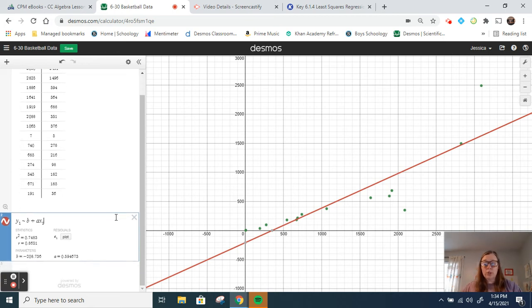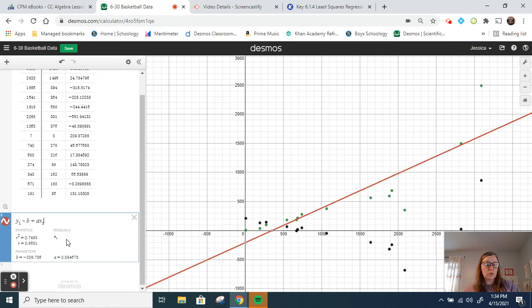So to write our equation, when you put that in, do you see you get all this stuff here? Okay, so it gives you this R squared and R value. We'll talk about this later. If we want to plot the residuals, we could. Those little black points are the residuals.